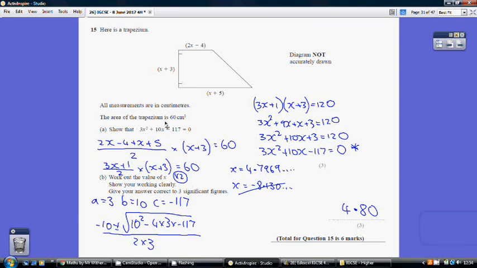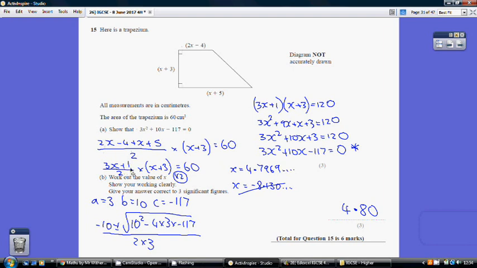So how do you work out the area of a trapezium? Well, you average the parallel sides, which is the 2x minus 4 and the x plus 5, and you then multiply this by its height of x plus 3. So to average these two parallel sides, we're going to add them together and divide by 2. So that's 2x minus 4 plus x plus 5 all over 2, and the numerator simplifies to 3x plus 1.